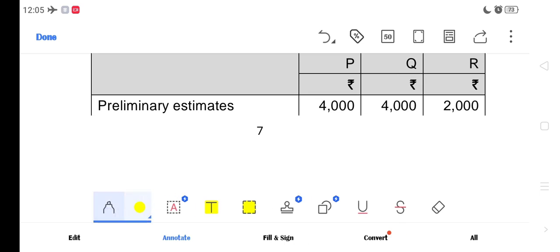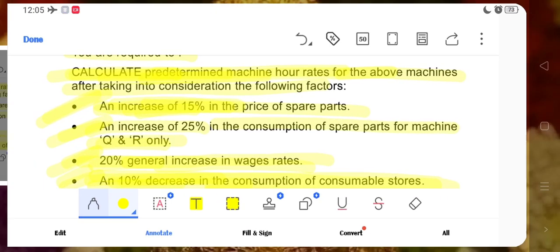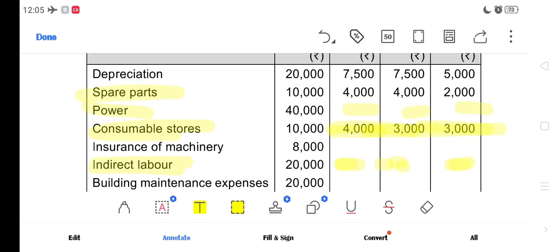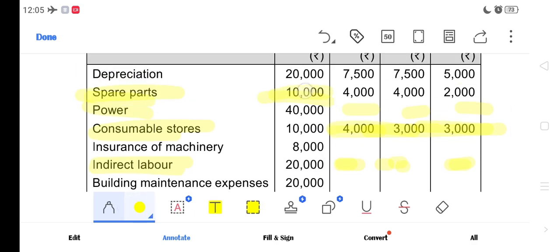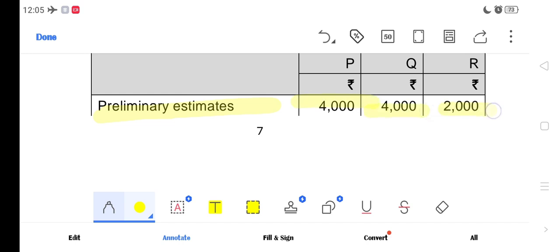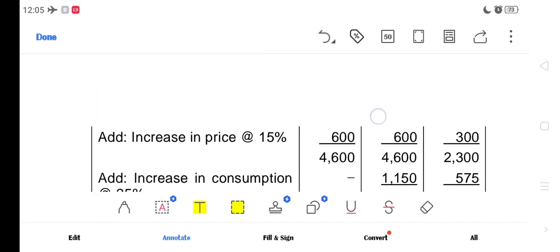Okay, so what are the preliminary estimates of spare parts, guys? They are given in the question. Where is this? Yes, spare parts 10,000 in total. So for P, Q, R, 4,000, 4,000 and 2,000 they have given. Yes, these are the preliminary estimates, which means beforehand they have estimated that spare parts are going to be incurred in this manner, in this ratio.